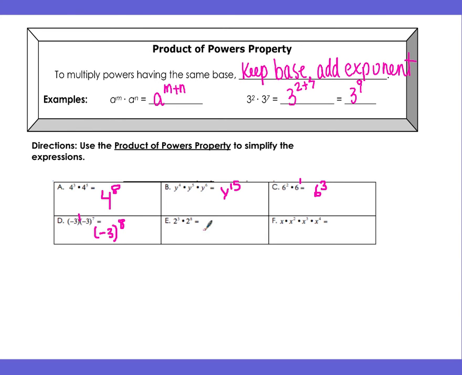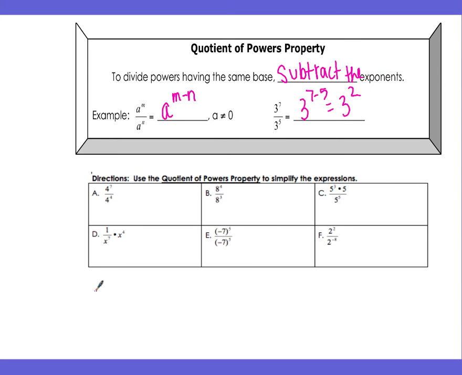2 to the 3rd times 2 to the 8th, 2 to the 11th. And then x to the 1 times x to the 2nd times x to the 3rd times x to the 4th. We've got 1 plus 2 is 3. 3 plus 3 is 6, and 6 plus 4 is 10. So the key here is to not forget that whenever you don't see the exponent, it really is a 1 there.